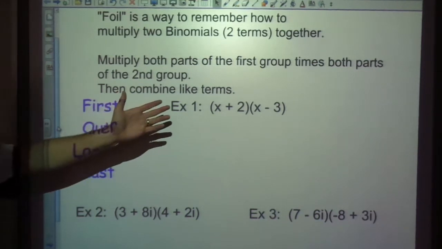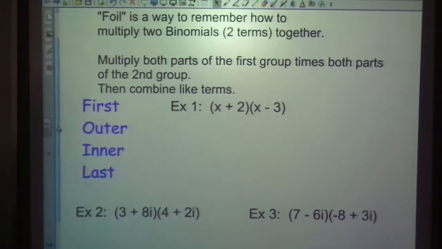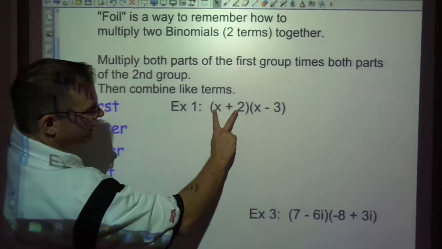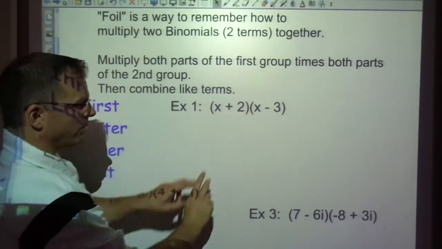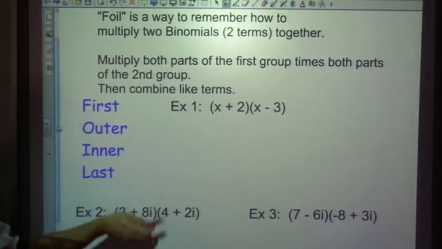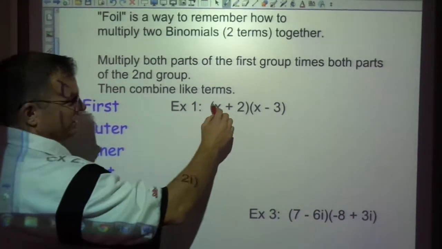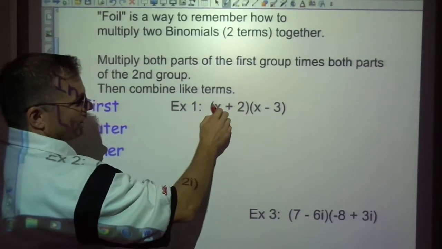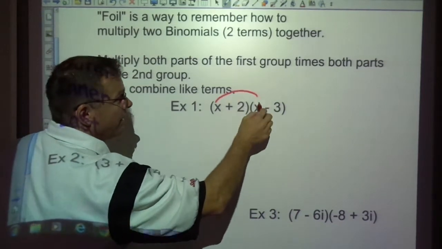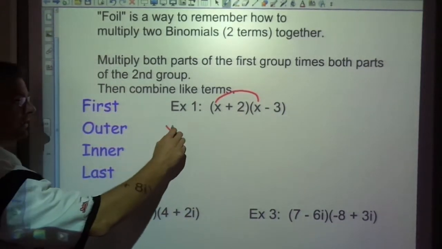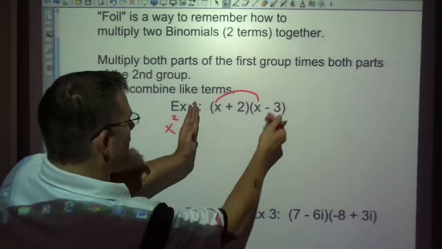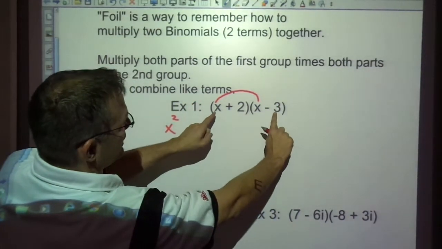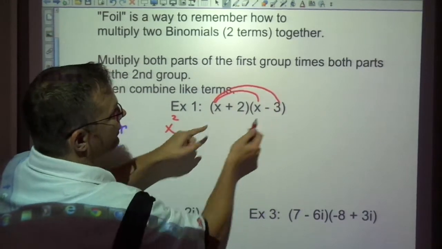Here's an example that doesn't have any imaginary numbers, it just has normal numbers. We've got two terms multiplied by two terms, so it's a binomial times a binomial. And here's all you need to do. You take the first term, which is the x and the x, the first one in this group and the first one in this group, and we multiply them. X times x is x squared. Then we take the outers, the outside ones, x and -3, and we multiply those.